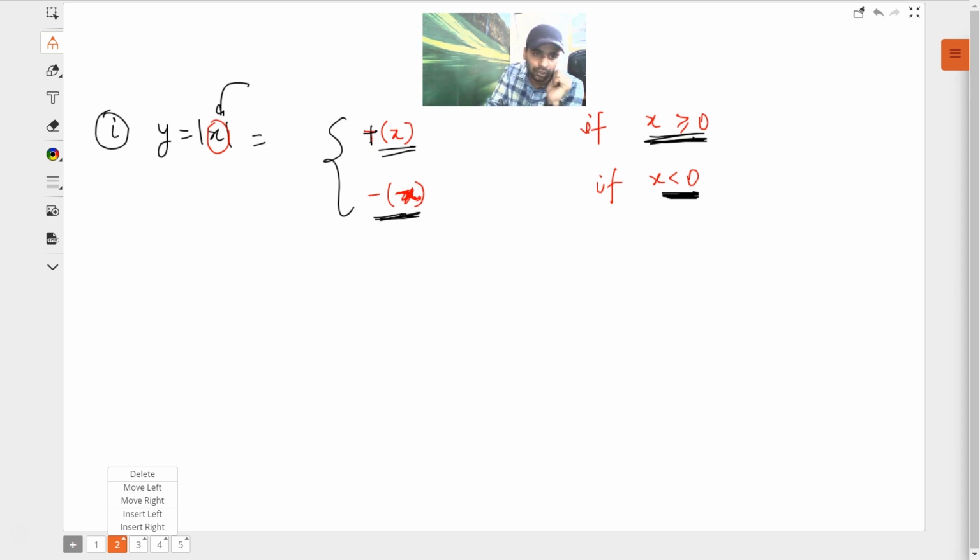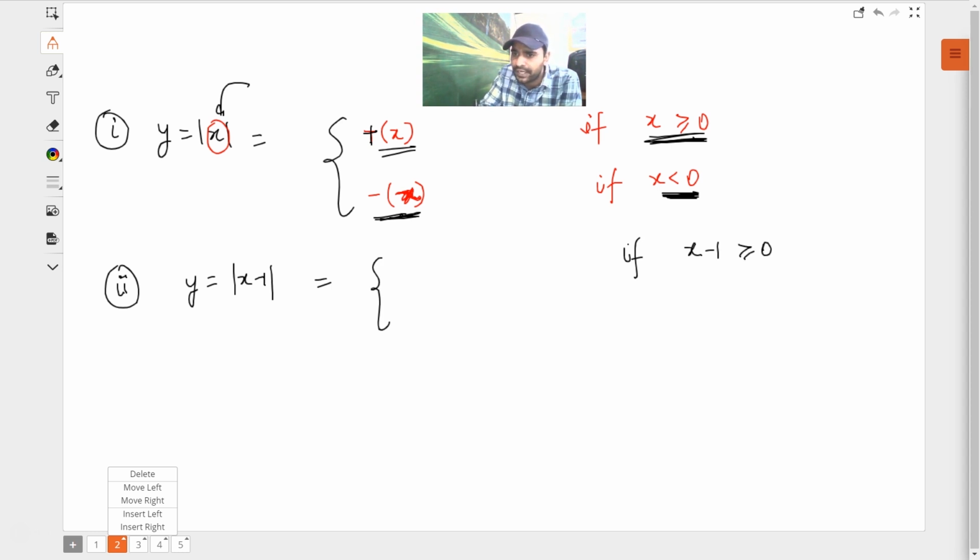Clear? All right, let's take a few more examples. If I have been given this particular thing and I want to open this modulus and get rid of this modulus function, how do I do that? If the thing written inside the modulus is positive, what is written there? X minus 1. If x minus 1 is greater than equal to 0, right, I'll open this particular thing with a positive sign, right or not?